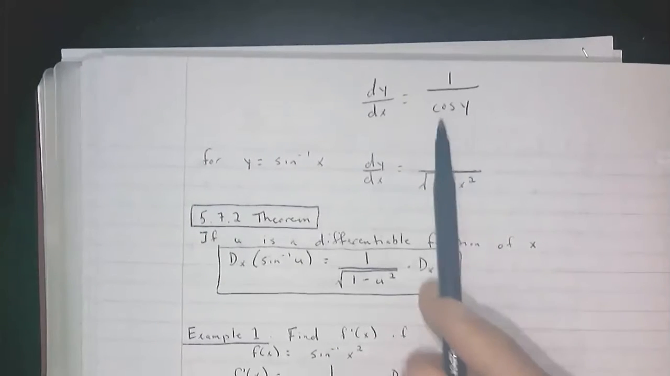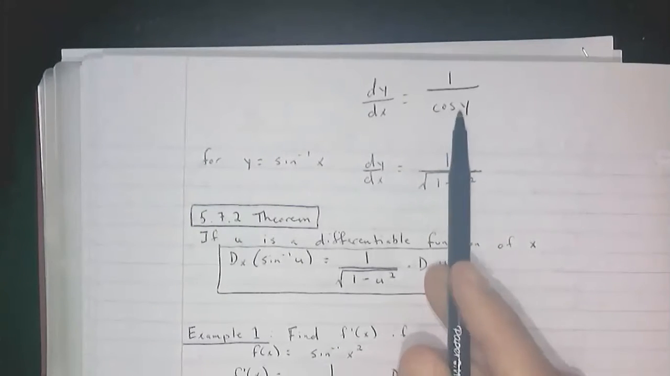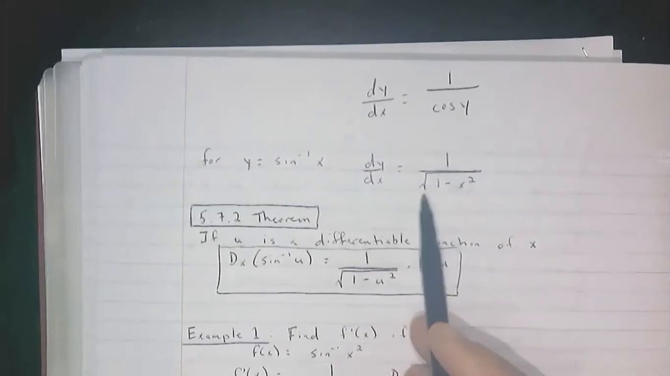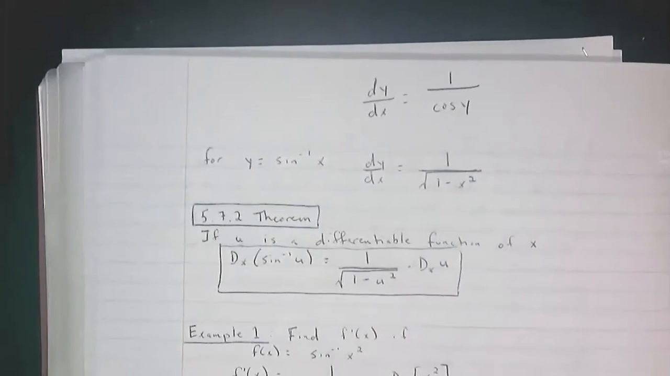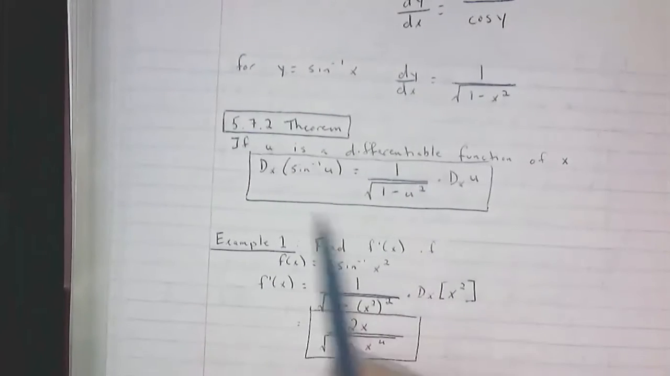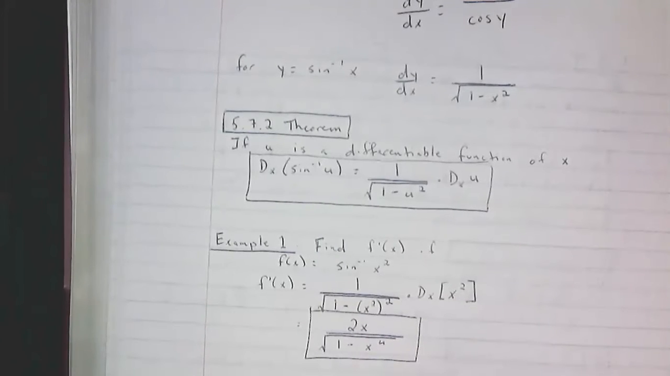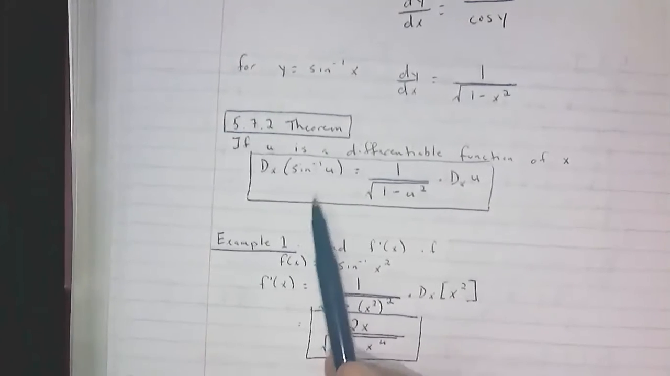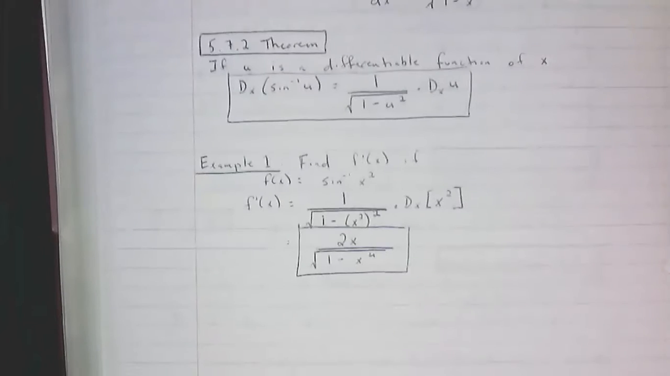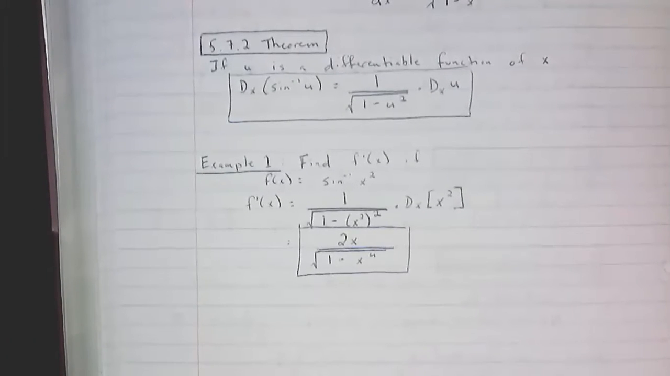But it's not terribly useful to have a derivative that involves another function, y in this case. And so we were able to, through our trig identities, come up with cosine of y is actually the square root of 1 minus x squared. And then this is our definition of the derivative of the inverse sine. And then we saw a quick example of that. The derivative of the inverse cosine will follow in a similar manner.